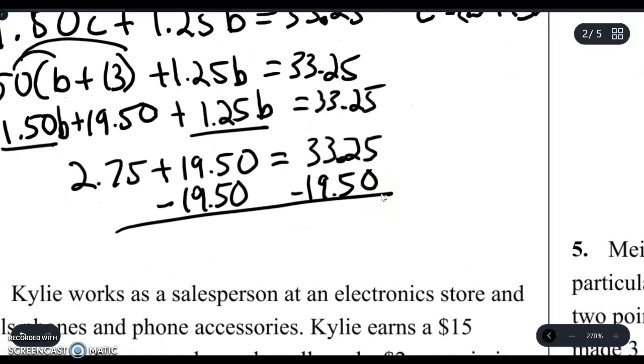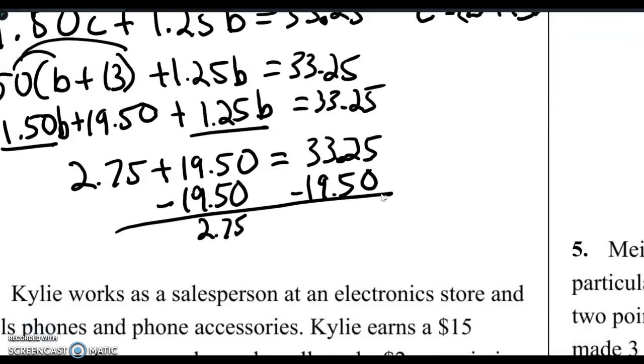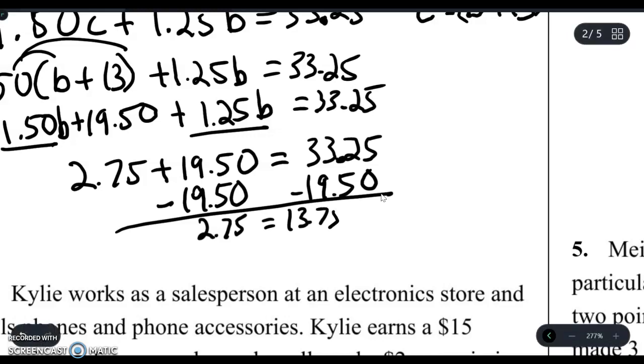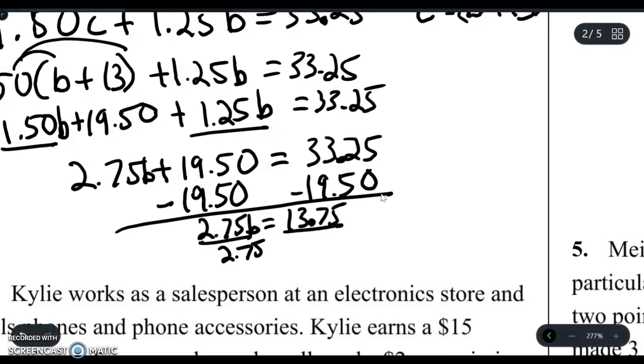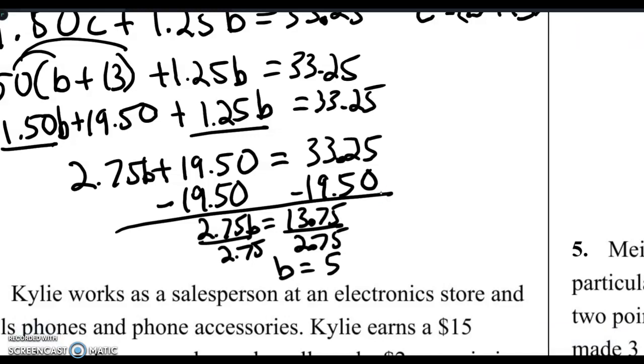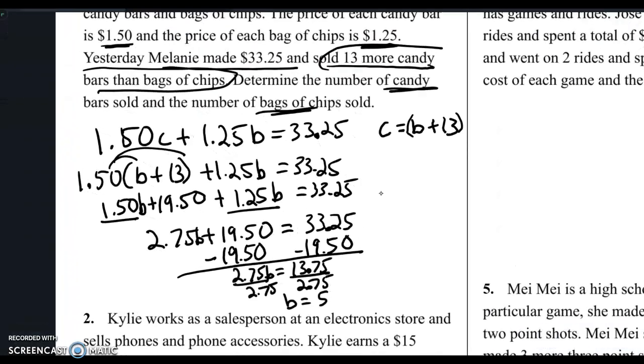Running out of space here. I'm going to try to make it a little bigger. So 2.75B is equal to 13.75. Now we're going to divide by 2.75, and B is equal to 5. So she sold 5 bags of chips.